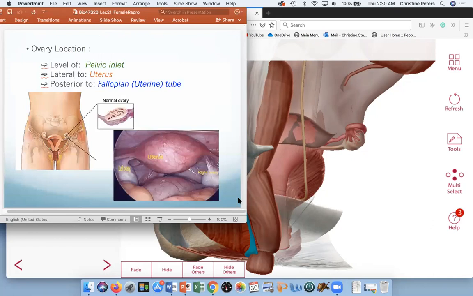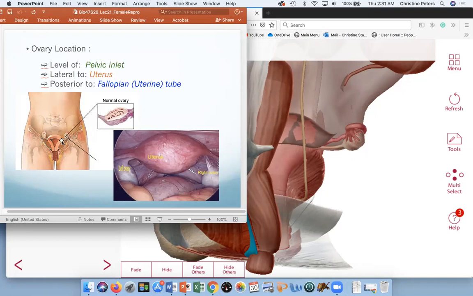All right. So then this is looking at the ovary location. Again, it's nice to have this 3D, so I'll show you this in just a second. But again, when we look at where the ovaries are sitting, the ovaries kind of sit right at the pelvic inlet, just on either side of the iliac bone.